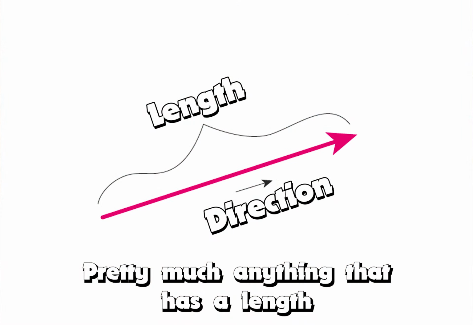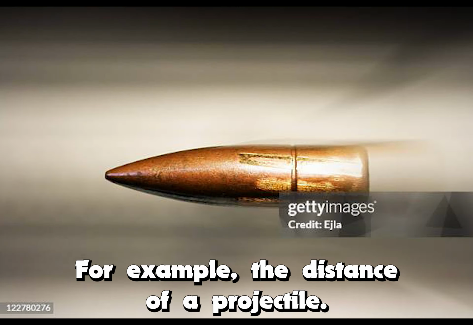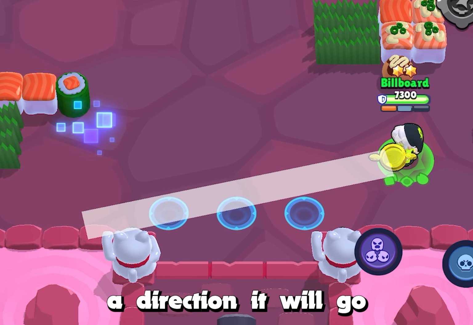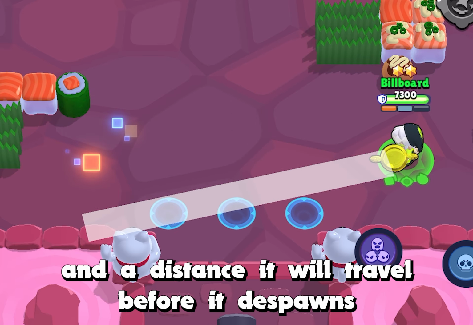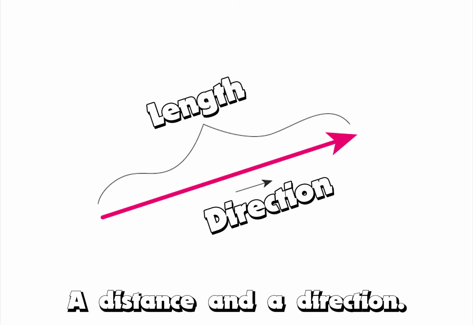Movement isn't the only thing that's a vector. Pretty much anything that has a length and direction is considered one. For example, the distance of a projectile. When you fire a projectile, that projectile has a direction it will go, and a distance it will travel before it despawns. This is the same thing we saw before, a distance and a direction.